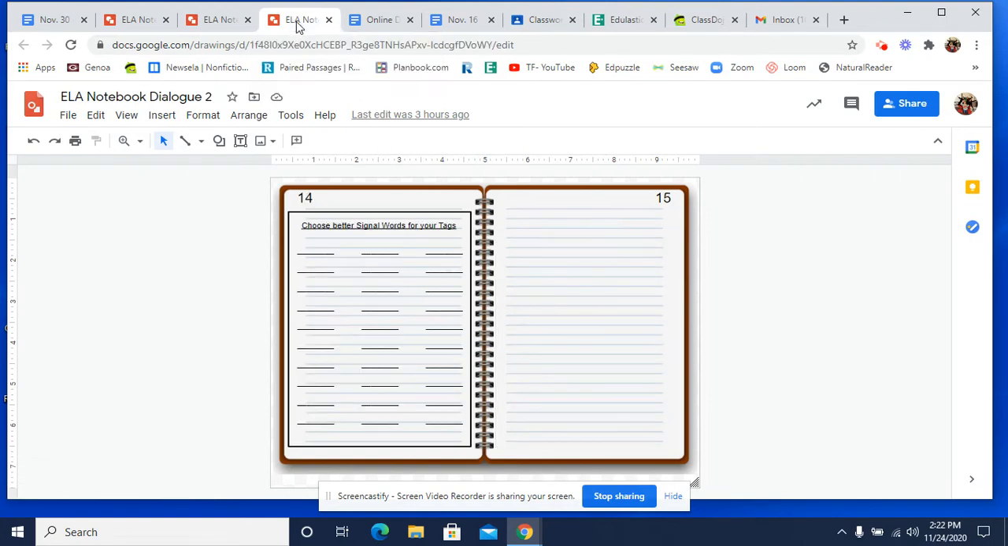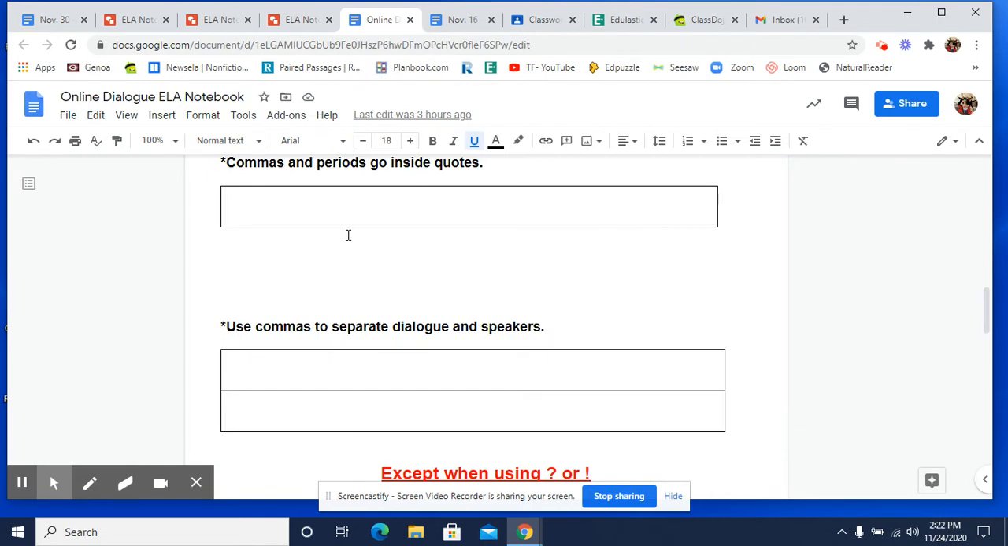And then finally, on page 14, you're going to have the choose better signal words for your tags. Okay. And we're going to fill that in together. Not all of it, because just like with the adjectives, this is going to be ongoing. So you can continue to add different signal words for your tags here, but we will complete some of them right now during the video. Okay. So let's get started. I'm going to go to a different document.